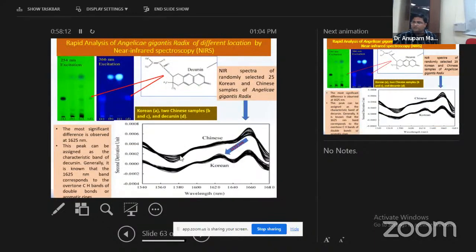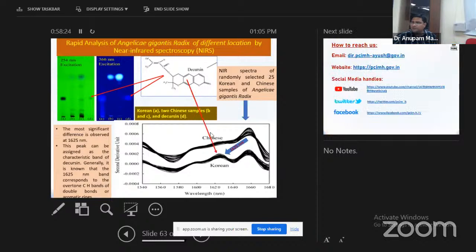This is another one, a TLC of two Korean samples. This is the decoursin. The same plant sample was collected from Korea and China. In the Korean sample you can see this marker compound, decoursin, but in the Chinese sample you cannot see this hump. It means this compound is absent in the Chinese sample. So near infrared spectroscopy is a very fast technique for screening of any plant material.